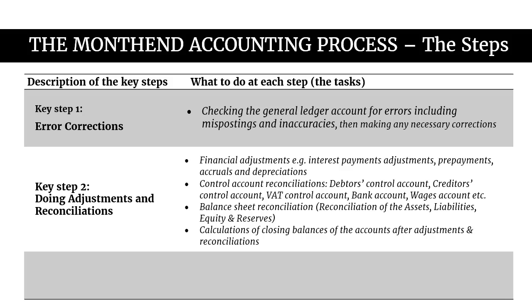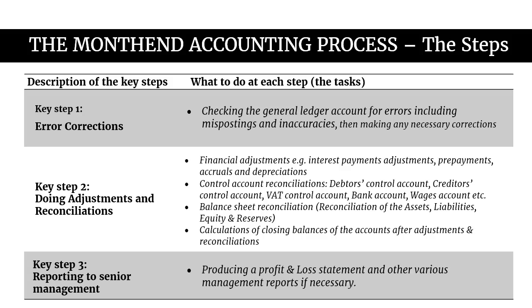And that leads us to the third step, which is reporting to senior management. And what sort of reports do you produce? Basically, you produce the profit and loss statement and other various management account reports if necessary. Reports such as ratio analysis, cash flow statement, and any other reports that management deems necessary to have in order to make day-to-day decisions on funding the business, growing it, and expanding it.